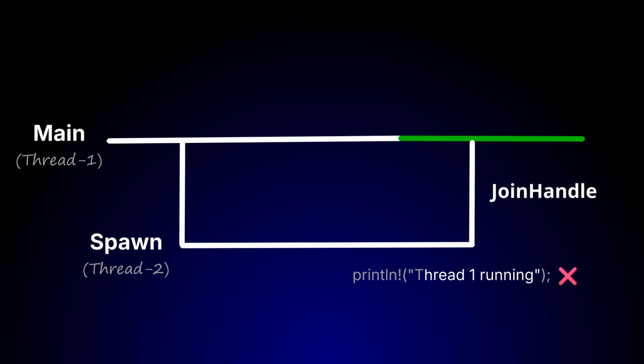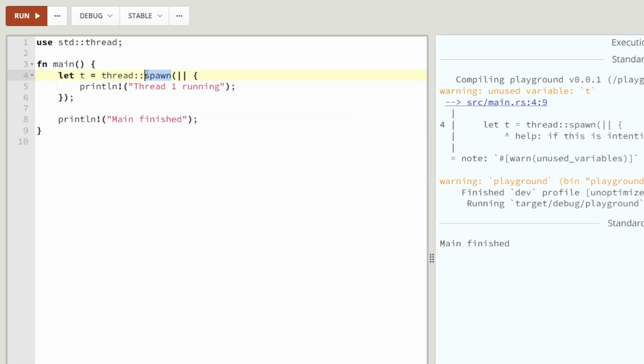By using the JoinHandle. We saw this spawn method accepts a closure and it returns a JoinHandle. JoinHandle is a struct that represents a handle to the spawned thread. It basically gives you means to control the thread, allowing you to join or wait for that thread to finish and retrieve its return value.